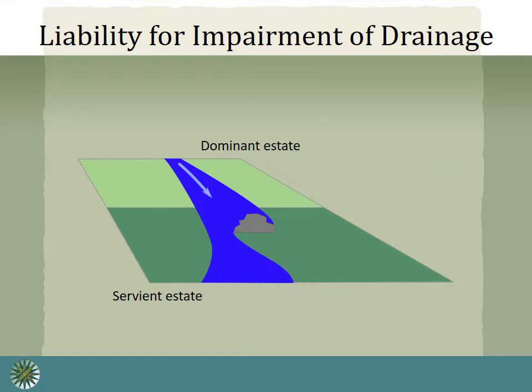Also, it is useful to note that in Colorado, the governmental immunity statute does not apply to drainage easement disputes. Thus, even if a downstream drainage blockage is created by a governmental entity, it could still be required to remove the blockage and even be found liable for damages.